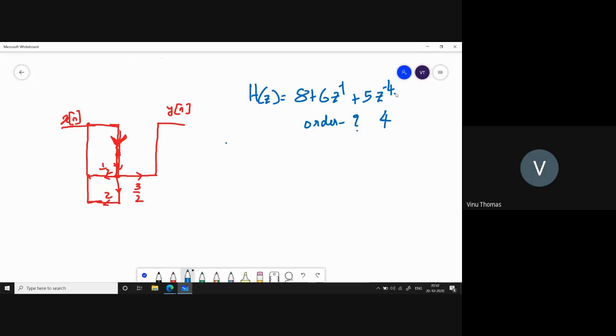So the order of the filter is, very simply for an FIR filter, the highest power of z raised to minus 1 in the polynomial. There is only a polynomial, and it is the order of the highest power of z raised to minus 1 in the polynomial.